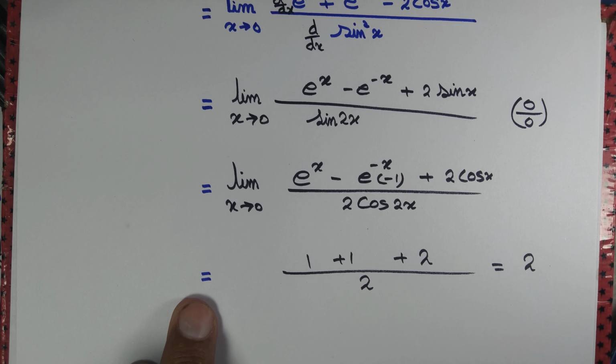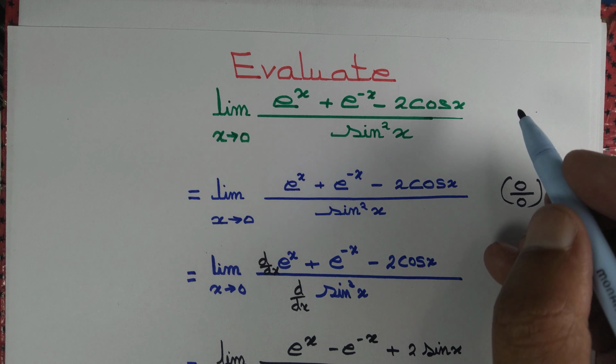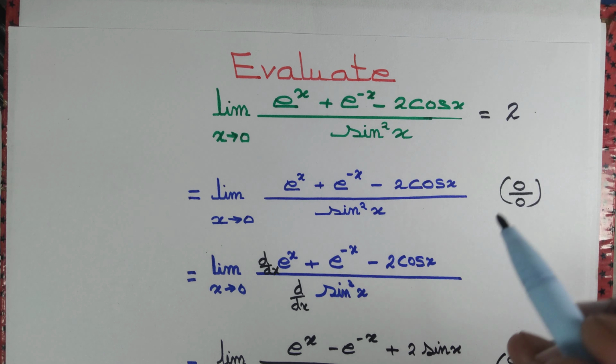So the given limit is exactly equal to 2. So this limit is exactly equal to 2 and it exists.